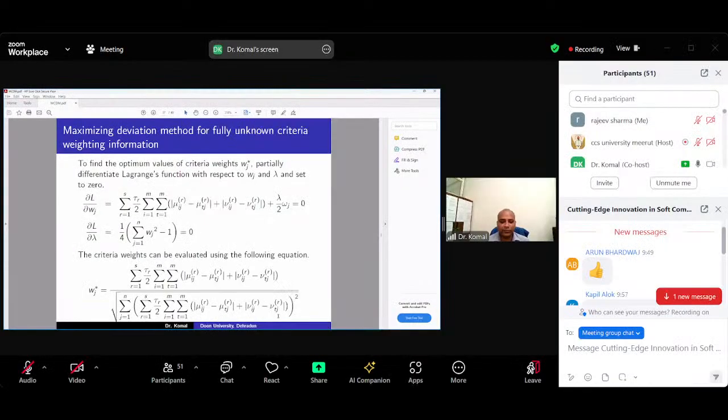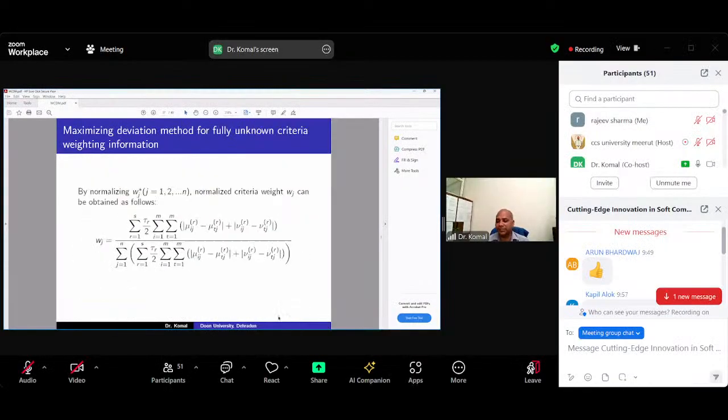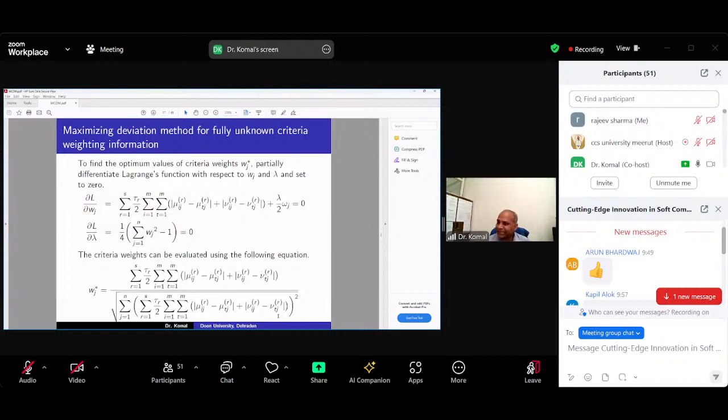So this is w_j star, and since this w_j star is not normalized, that means the sum may be different from one. However, the restriction is that the sum should be one. So the essential thing is that you should normalize these weights.